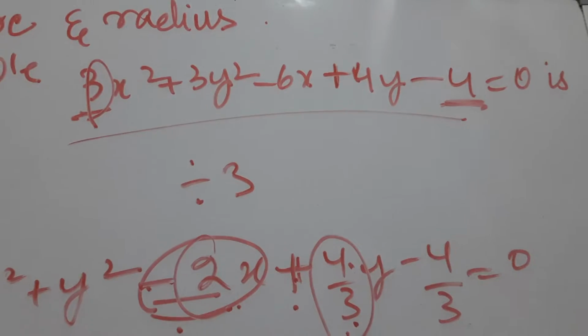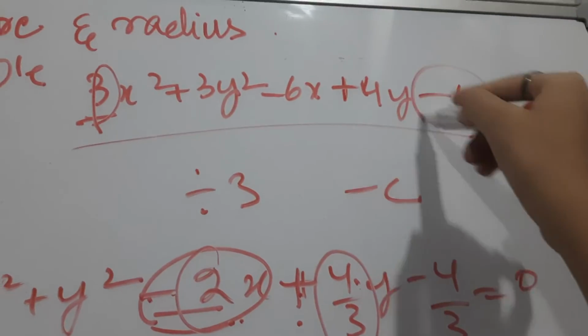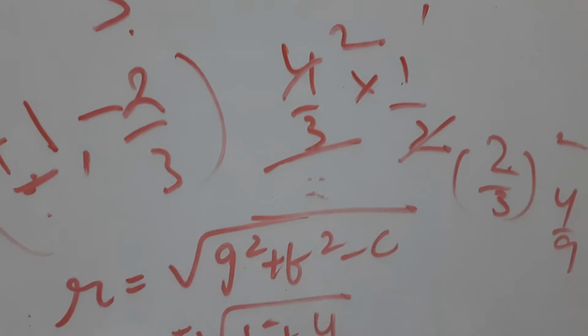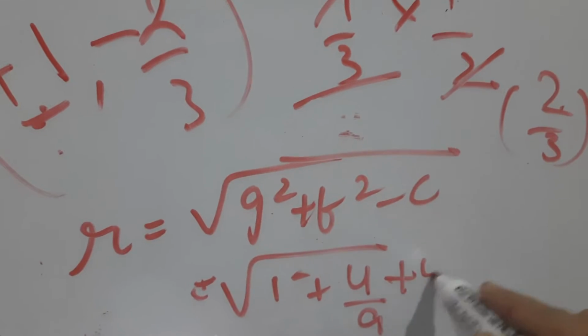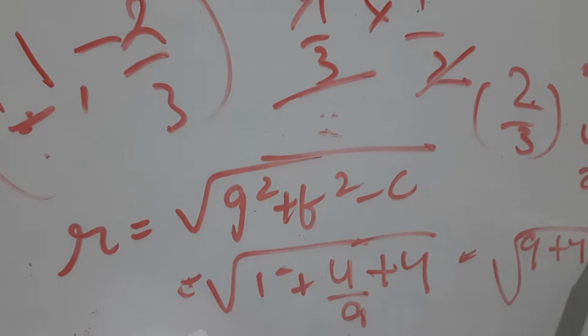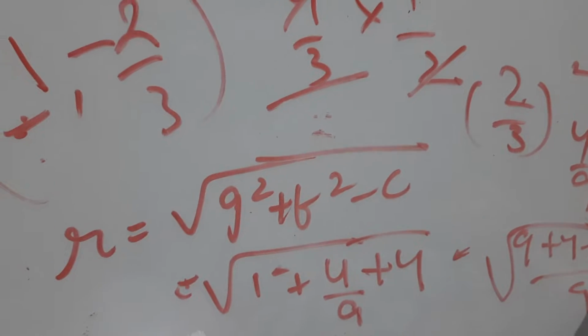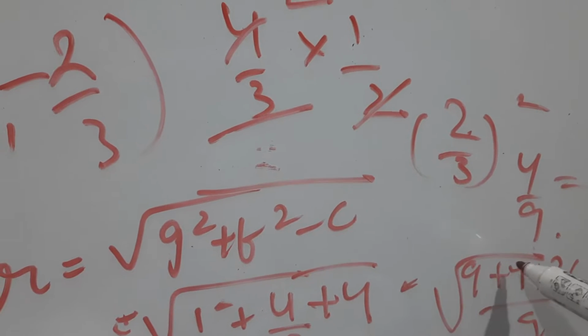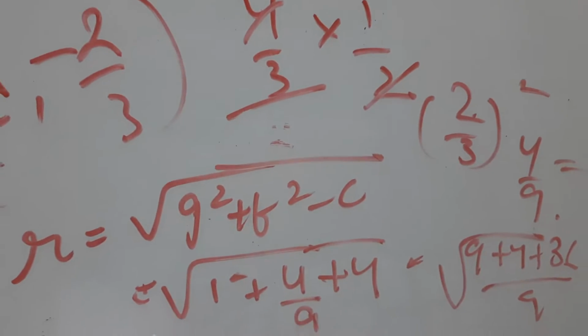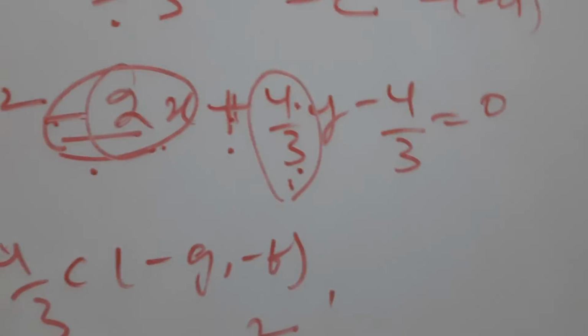This is your constant. It is minus c, and c is already minus 4, so minus of minus 4 will be plus 4. So here I can write it as plus 4. Take out the LCM now. It is 9 plus 4 plus 9, 36 by 9. Add this up and you get the answer. It's not 36 by 9. Okay, even I made a mistake here.